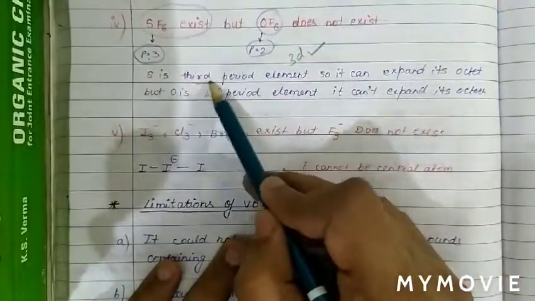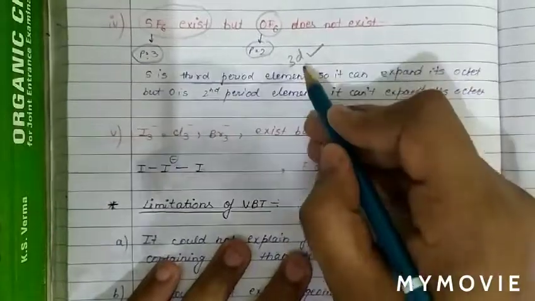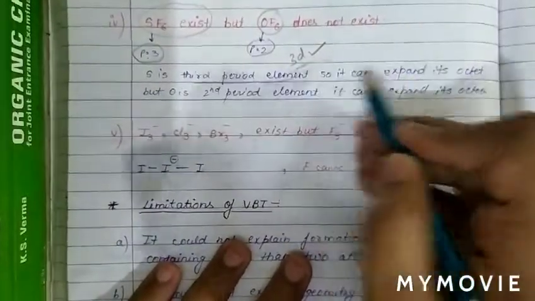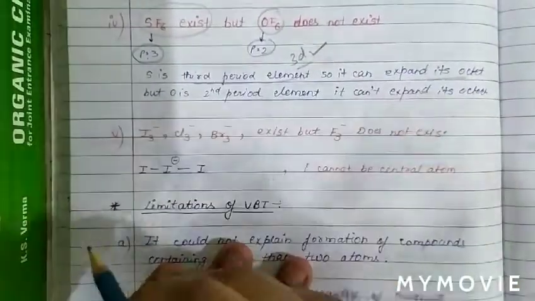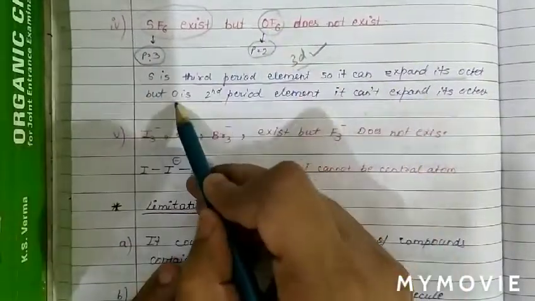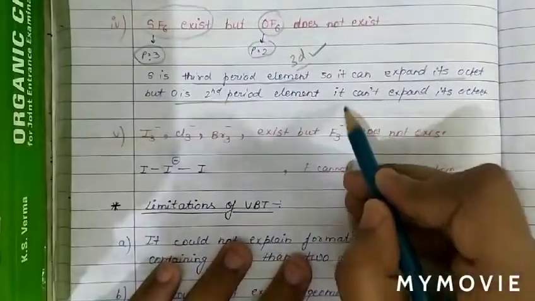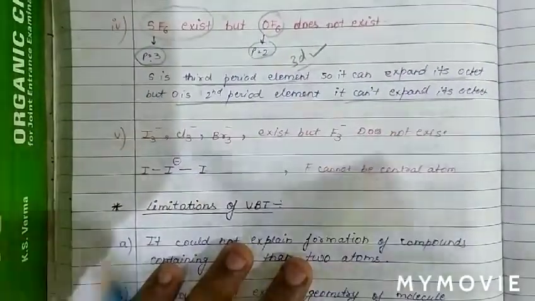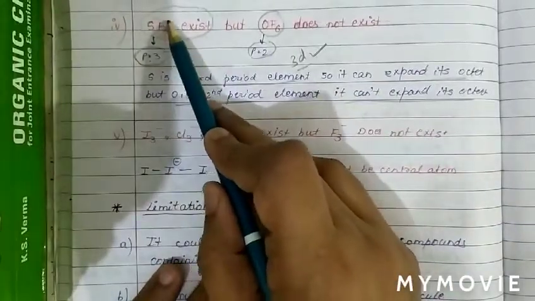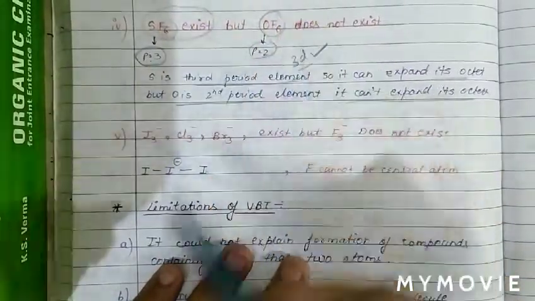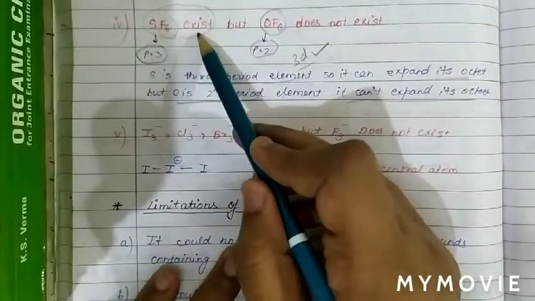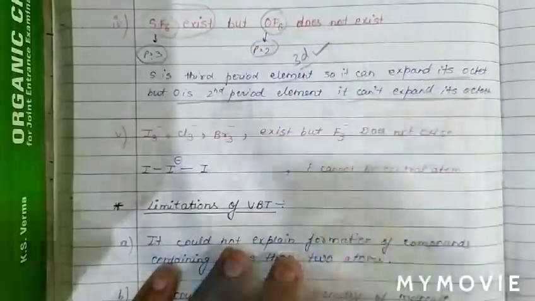So sulfur is a third period element, it has d orbital, so it can expand its octet. But oxygen is a second period element, it cannot expand its octet. Therefore in SF6, sulfur can form 6 bonds, but oxygen cannot form 6 bonds. So SF6 exists, but OF6 does not exist.